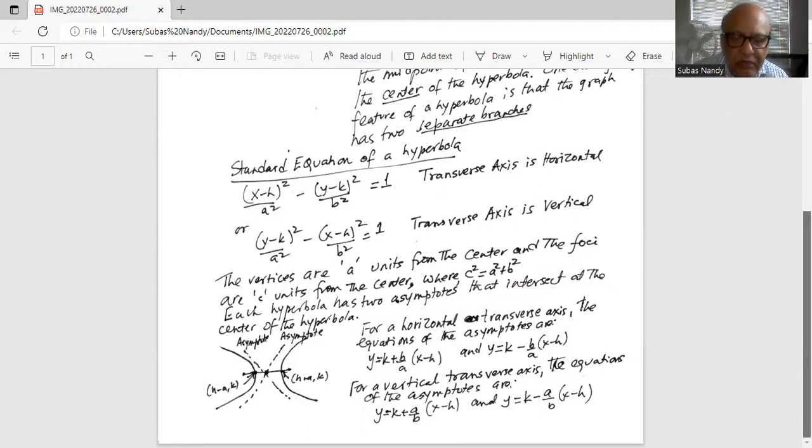For a vertical transverse axis, which is not shown in this diagram, the equations of the asymptotes are y equal to k plus a over b multiplied by x minus h. That is the difference from the horizontal transverse axis. Not b over a, here it is a over b multiplied by x minus h, and the other one is y equal to k minus a over b multiplied by x minus h.